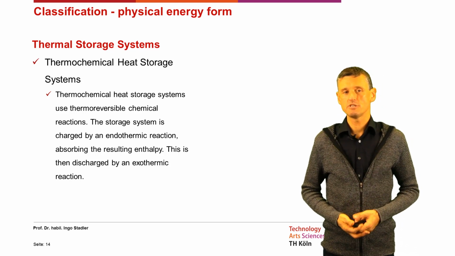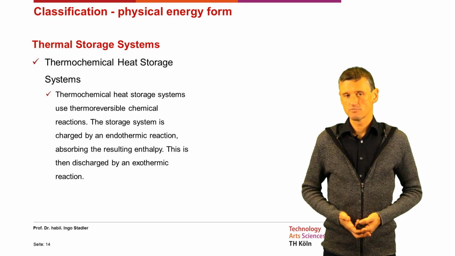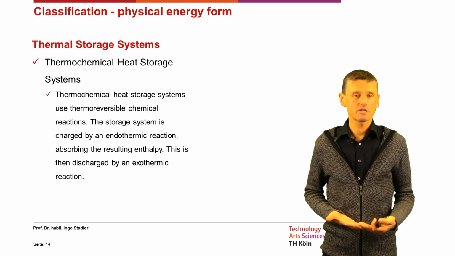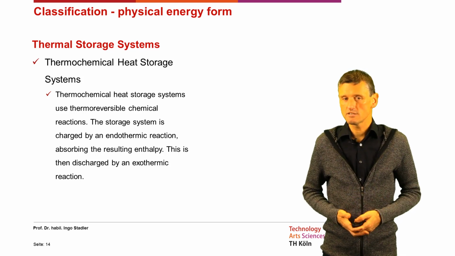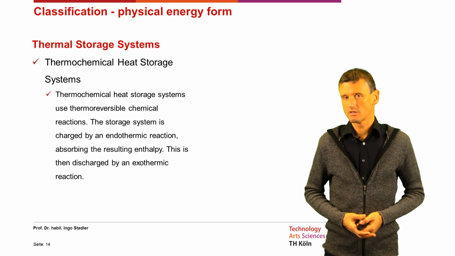And then we have, not that common so far, the thermochemical heat storage systems. Thermochemical heat storage systems use thermoreversible chemical reactions. So the storage system is charged by an endothermic reaction, absorbing the resulting enthalpy, and this is then discharged by an exothermic reaction.